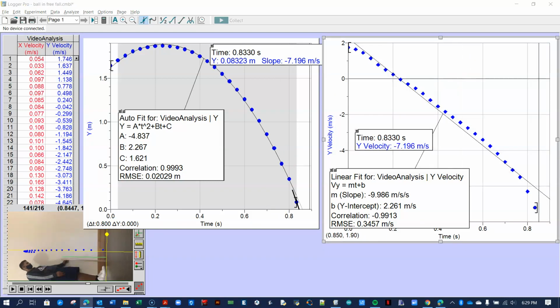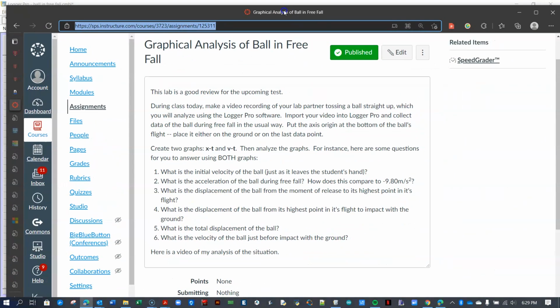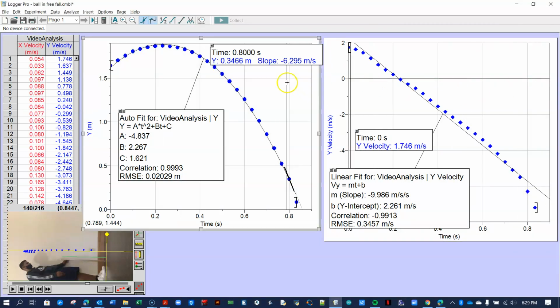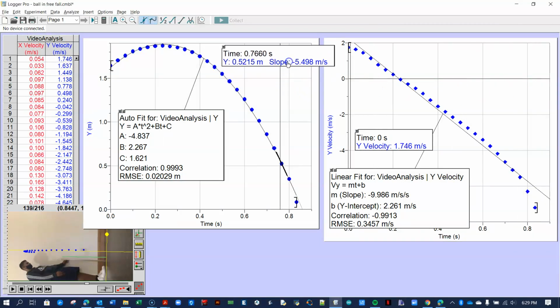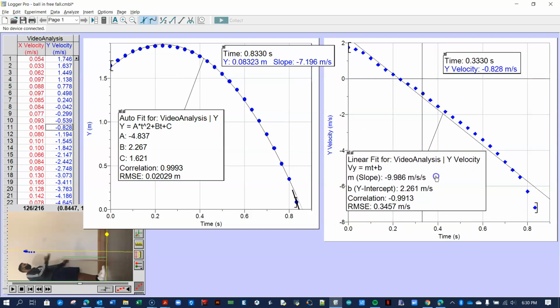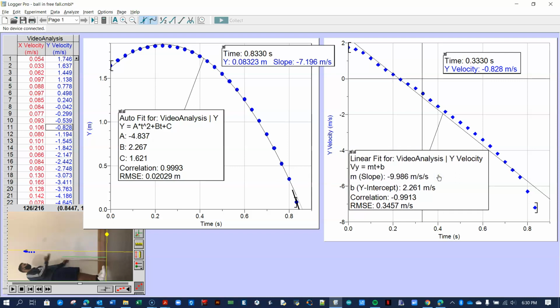Let's see, what else can we do? We've looked at the total displacement and the velocity of the ball before impact. I think that just about covers it. We could go into a lot more detail, but I think that's the big picture for this kind. How do we analyze this kind of graph? Hope this was helpful. Hope this helps you study for the test. Let me see. Is there anything I want to say before I go away?